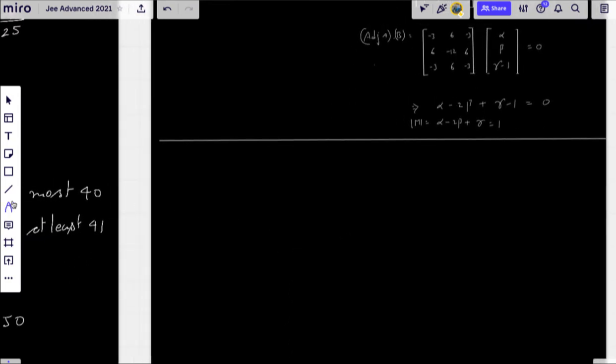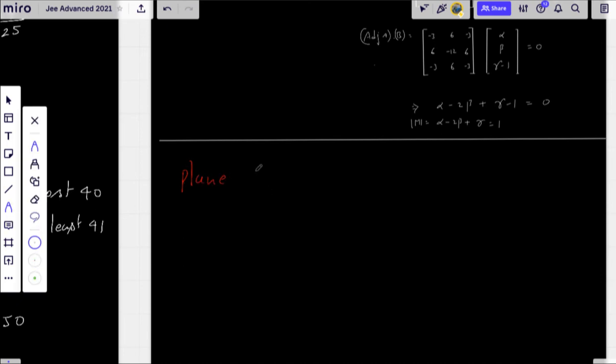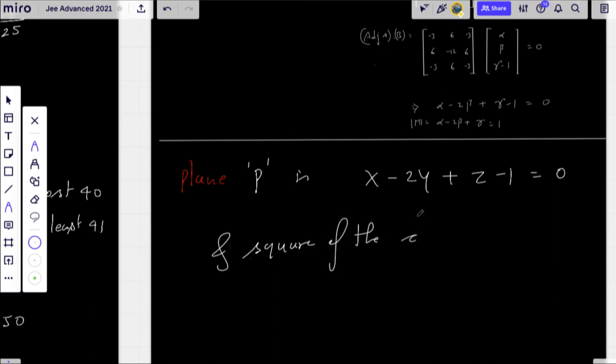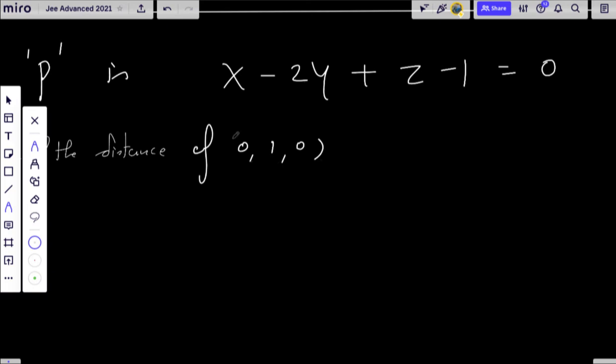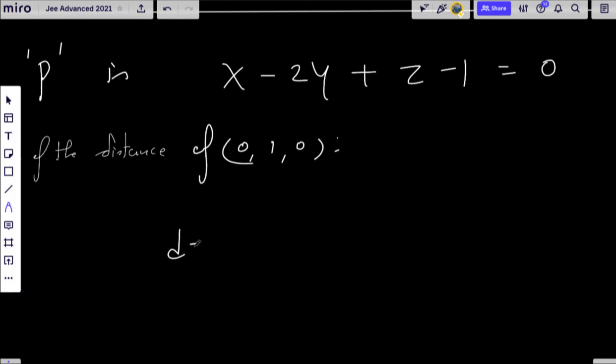So plane P will be x minus 2y plus z minus 1 equal to 0, and we need the square of the distance from the point 0, 1, 0 to the plane. The distance formula, you know, is D equal to mod of ax1 plus by1 plus cz1 plus d upon under root a squared plus b squared plus c squared, that we have to apply over here.